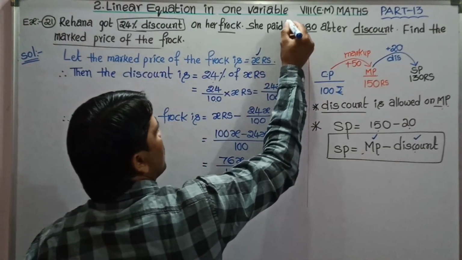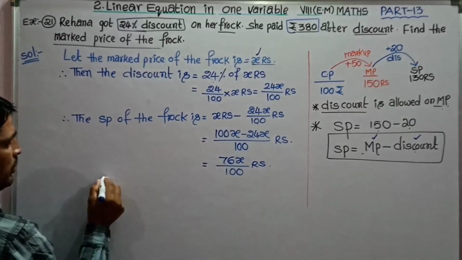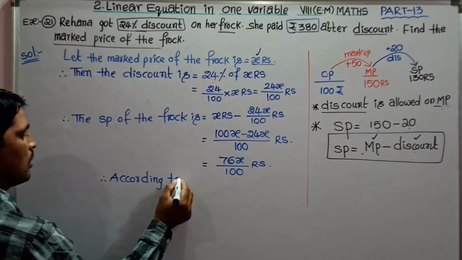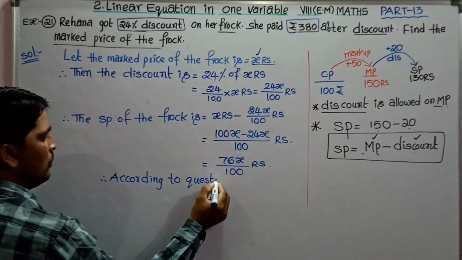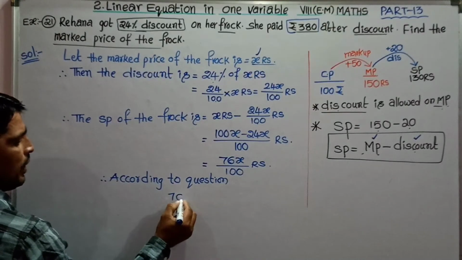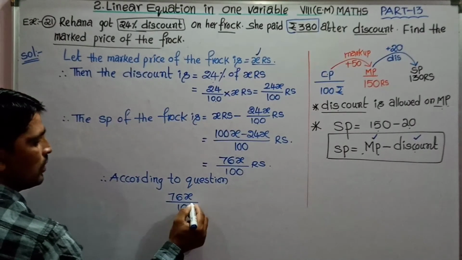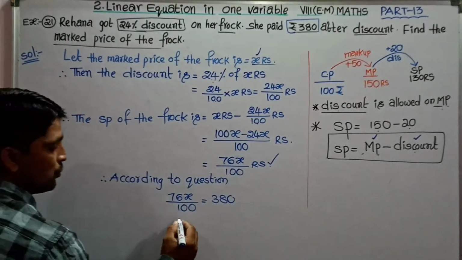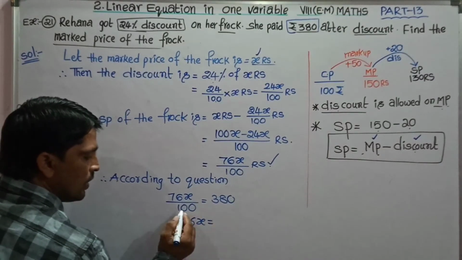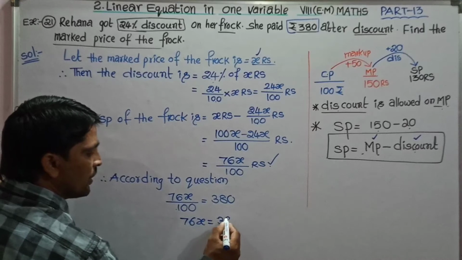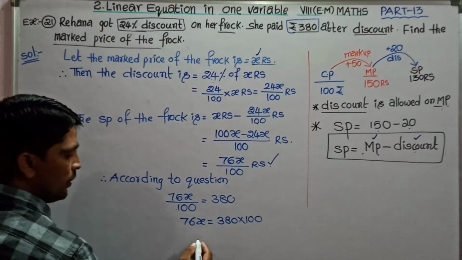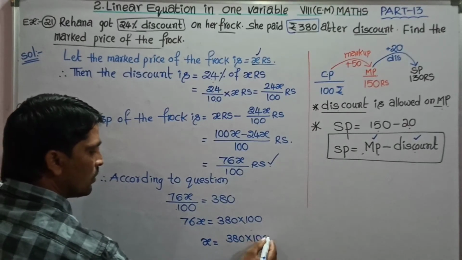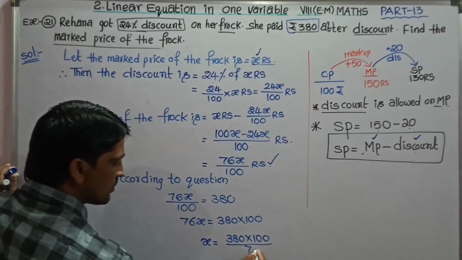But according to the question, SP is given as 380 rupees. Therefore, according to the question, SP, that is 76x by 100, is equal to 380, since it is also the SP of the frock. So 76x equals what? Transposing the denominator 100 from LHS to RHS, we get 380 into 100. Therefore, x equals 380 into 100 by 76.